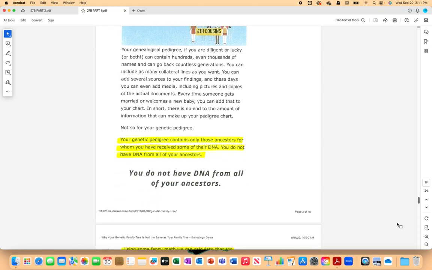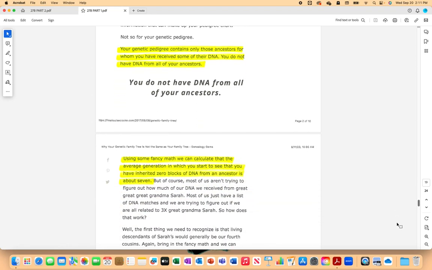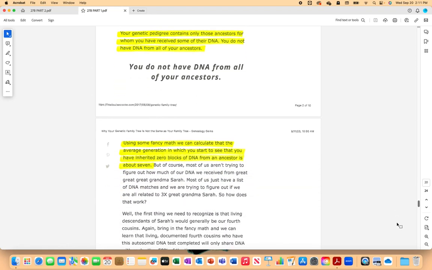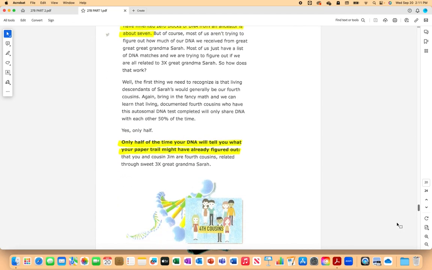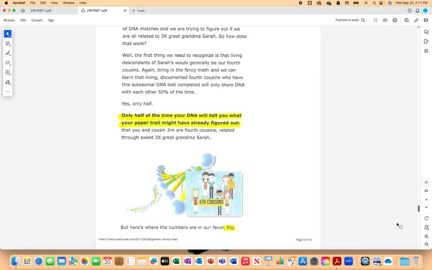Your genetic pedigree contains only those ancestors for whom you have received some of their DNA. You do not have DNA from all of your ancestors. Using some fancy math, we can calculate that the average generation in which you start to see that you have inherited 0 blocks of DNA from an ancestor is about 7. Only half of the time your DNA will tell you what your paper trail might have already figured out.